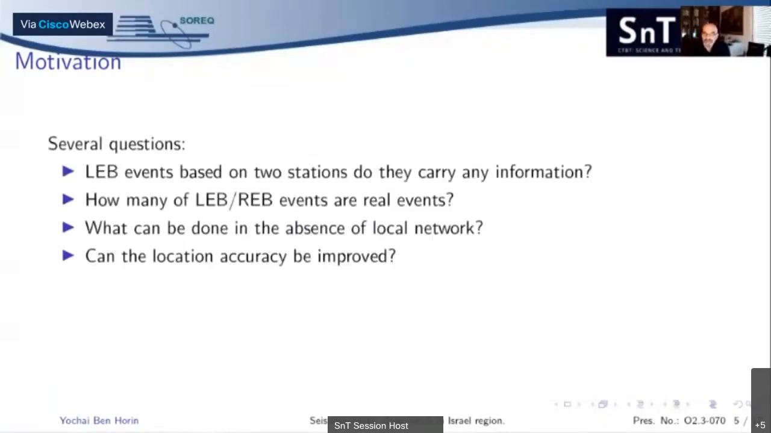So this really poses a few questions. What is the meaning of reporting on LAB events which are based on two stations? Do they really carry any information? How many of those LAB and REB events are really real events? Most of the events, we cannot track them back. After the report, if it's not an accident that something happened there, usually you will not find any evidence, and we don't have local networks, so it's a problem. And how can we improve the system?